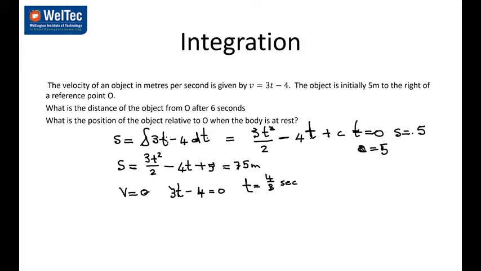Now, that's not the answer to the question. The question says, what is the position when the body is at rest? We know that after 4/3 seconds it's at rest. So we need to put that into the distance function. When t is equal to 4/3, we put it right back into our distance function, which is back up here. The distance then is 2.33 meters.